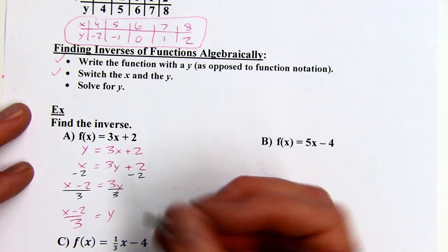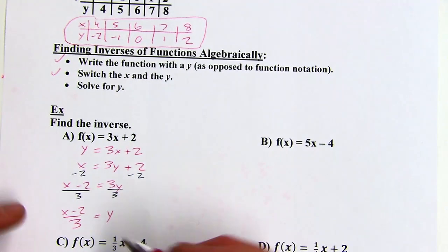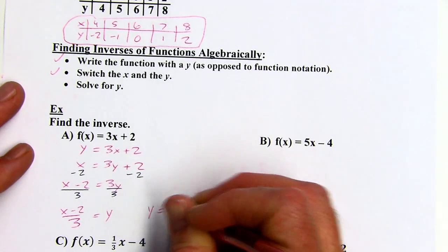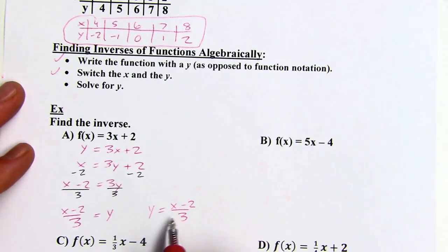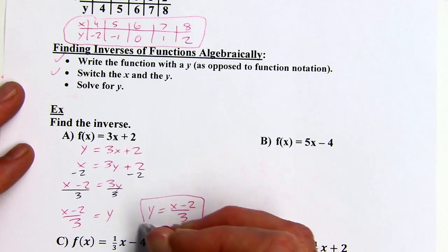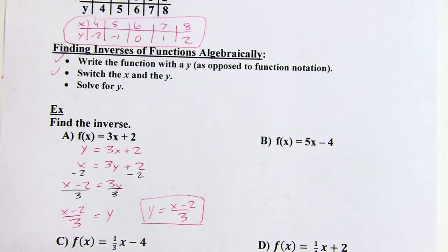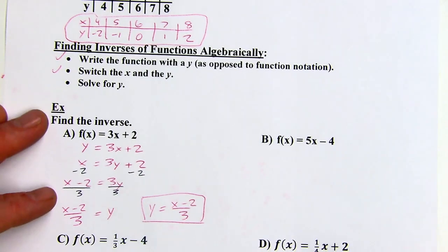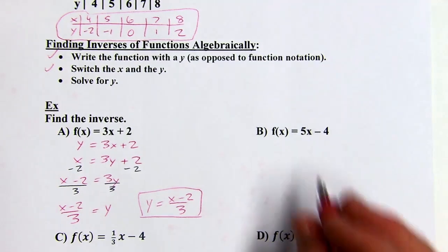Okay, and you can flip this equation around. It doesn't matter. You could put the y on the left if you wanted to. You could also split those fractions into 2 separate fractions, x over 3 minus 2 over 3. And you could also put it back in function notation, but I'm just going to leave it like that for now. Okay, so let's try it again on this one.